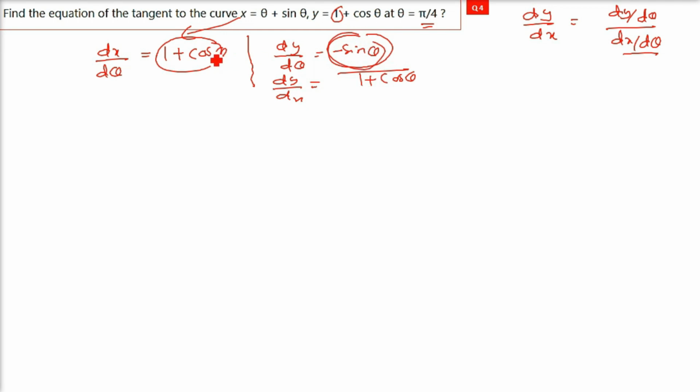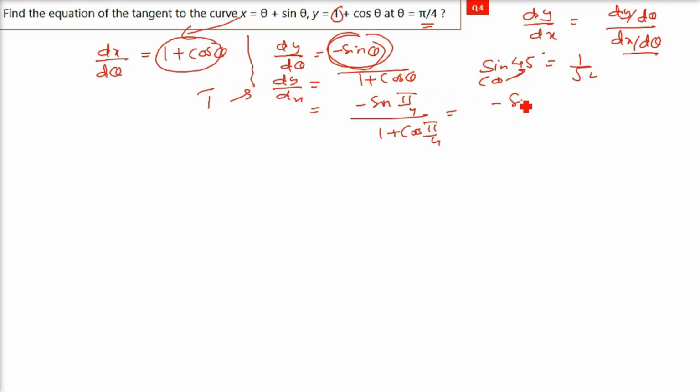Okay. Now this θ is π/4. π/4 is 45 degrees, and the slope of the tangent dy/dx will be −sin(π/4) divided by 1 + cos(π/4). Now sin(π/4) and cos(π/4) both have the value 1/√2. I am just writing the value directly: negative 1/√2 divided by 1 + 1/√2. Now this is −1/√2 divided by (√2 + 1)/√2.